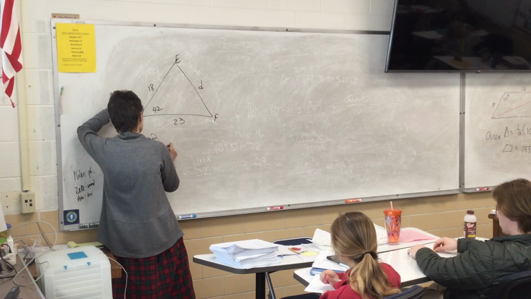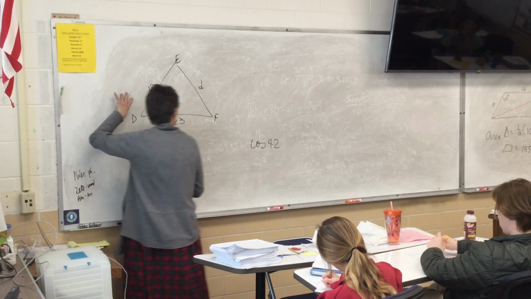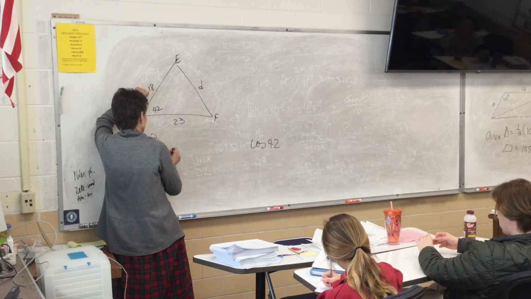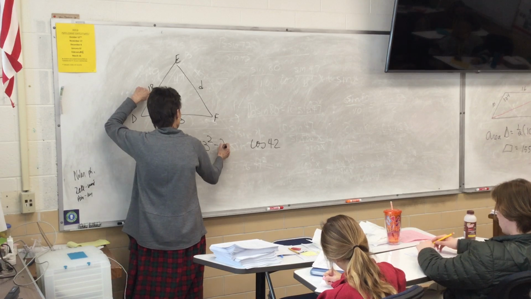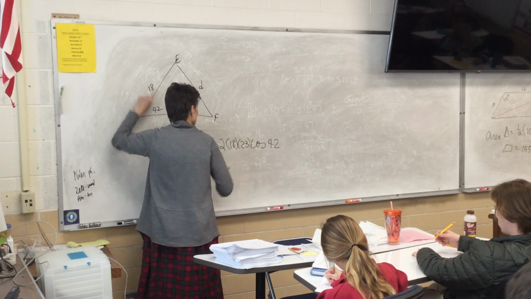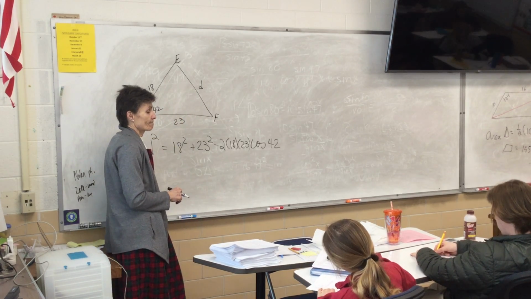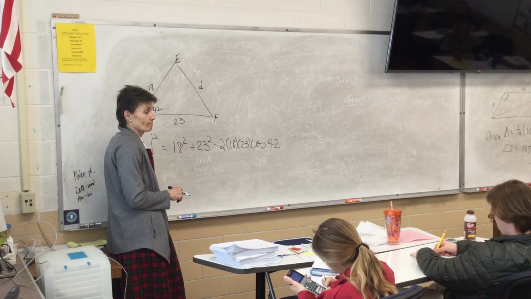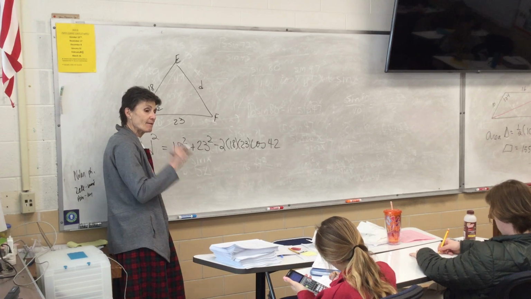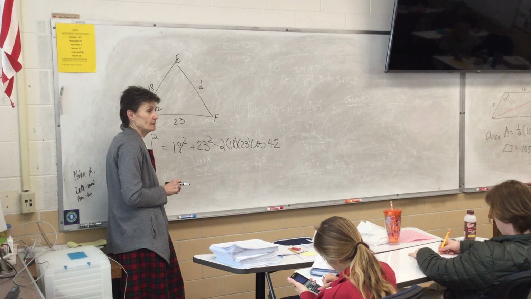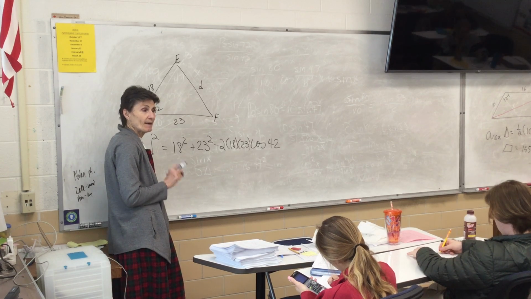d squared equals, and then at the end it's going to be cosine 42. And then in the middle, it's 18 squared plus 23 squared minus 2 times 18 times 23. I'm going to stand here and stare until I see every single person typing this in on your calculator.